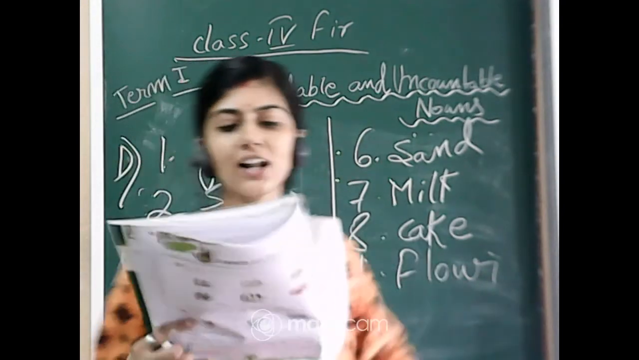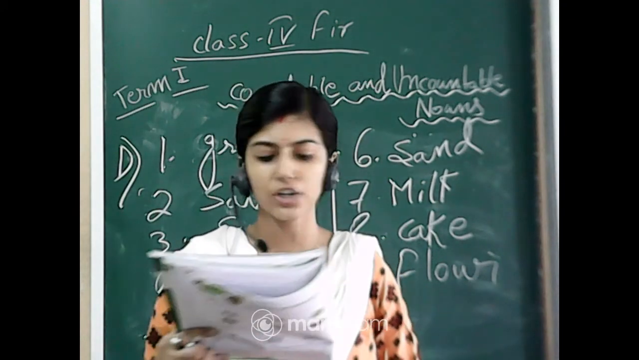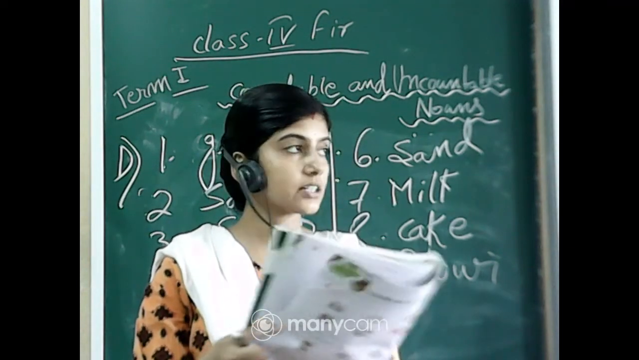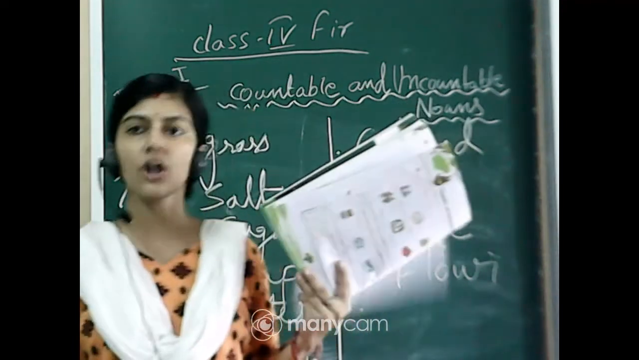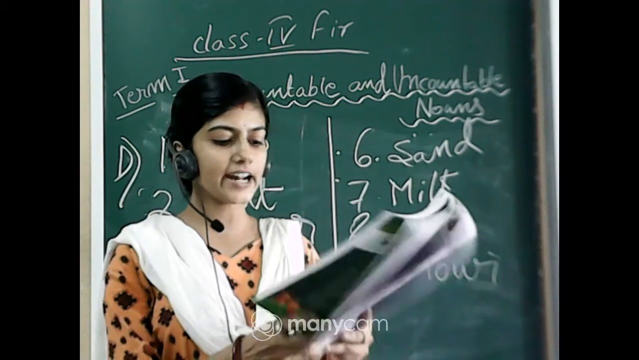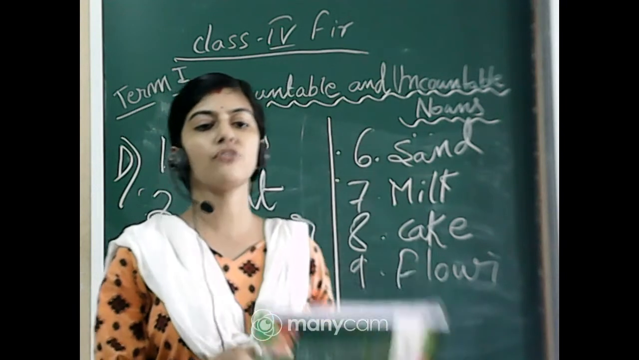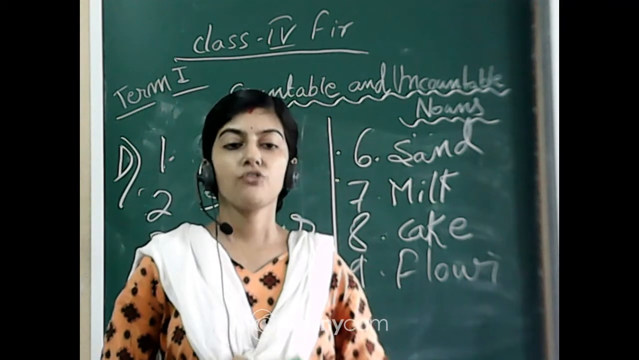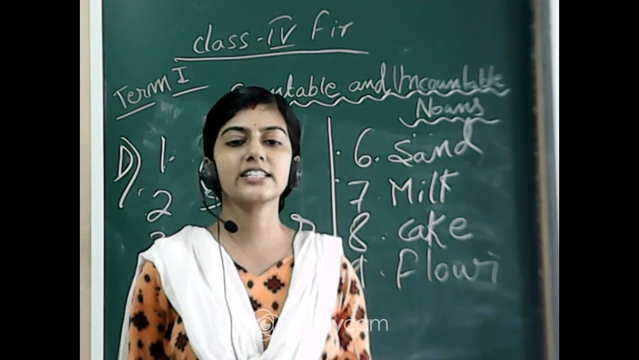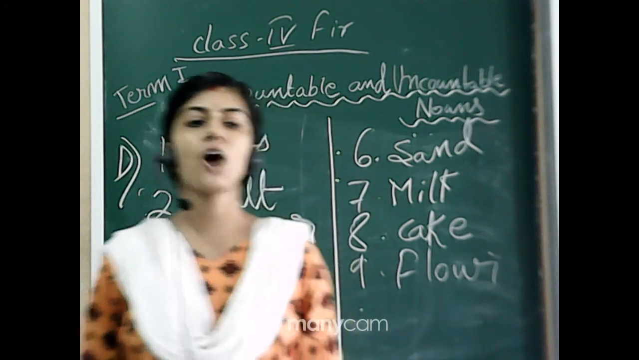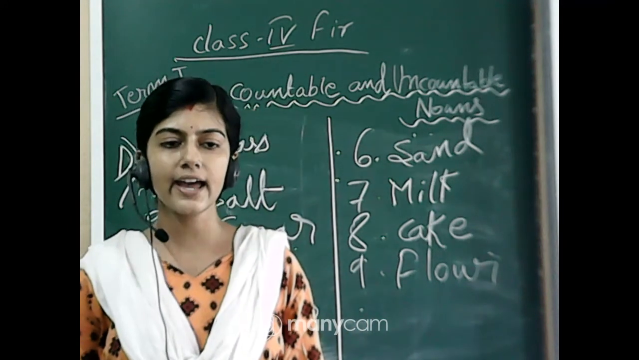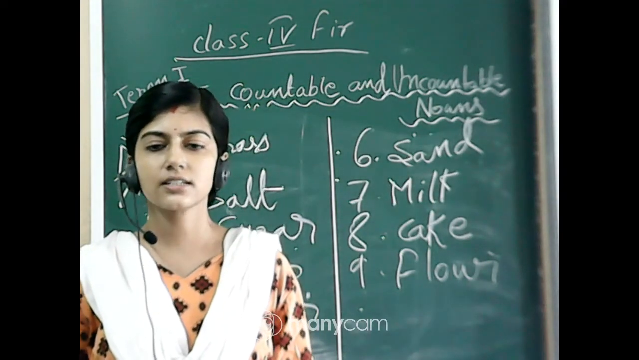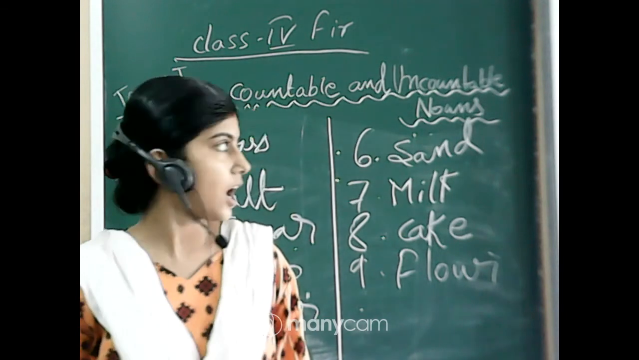So these are all uncountable nouns: grass, salt, sugar, soap, water, sand, milk, cake and flour. So we have completed countable and uncountable nouns. Once again, what is a countable noun? The things which can be easily counted are called countable nouns or count nouns. And just the opposite, the things which cannot be easily counted are called uncountable nouns or uncount nouns.